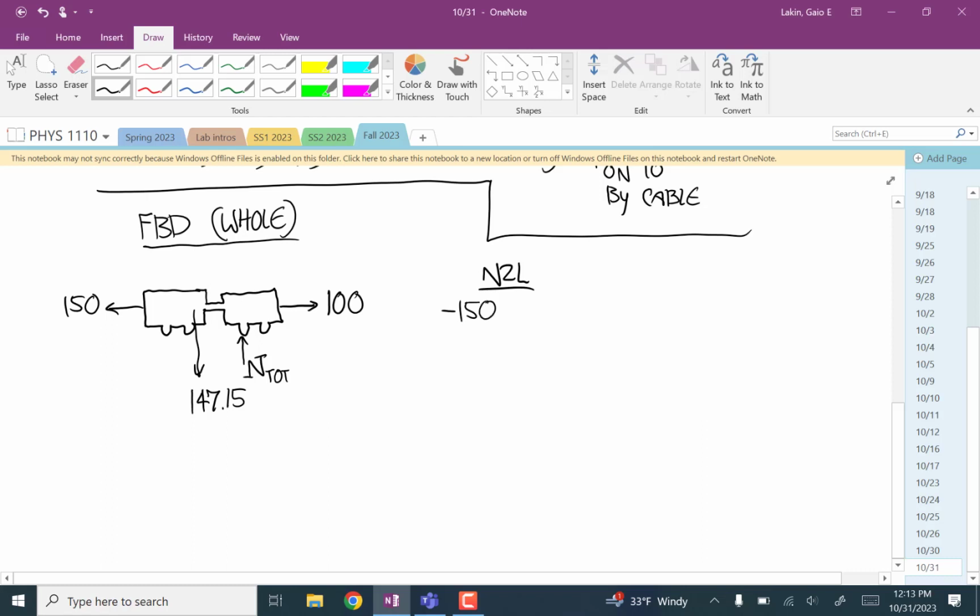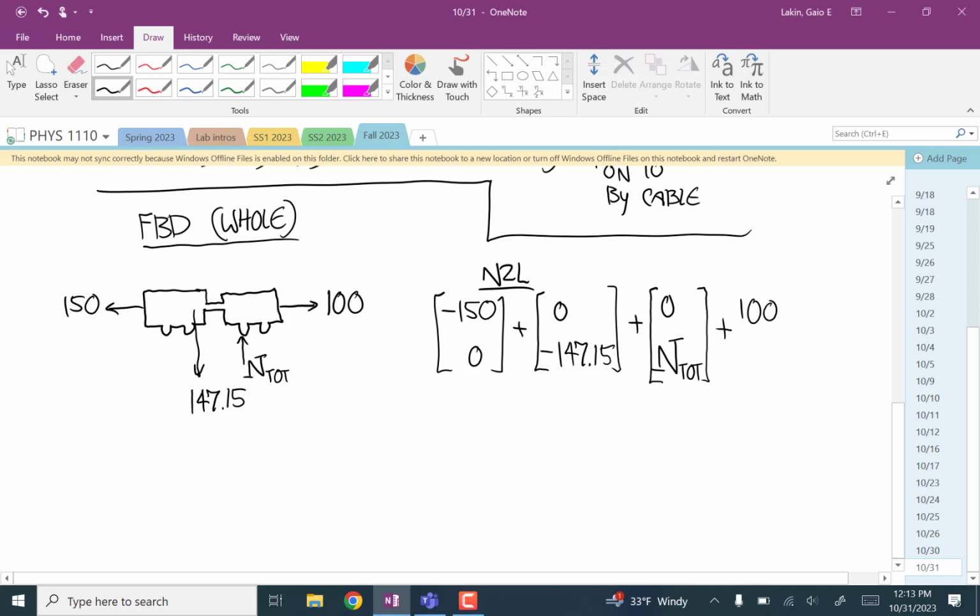Negative 150, 0, plus 0, negative 147.15, plus 0 N total, plus 100, 0, is equal to the mass, 15, times the acceleration, a, 0.